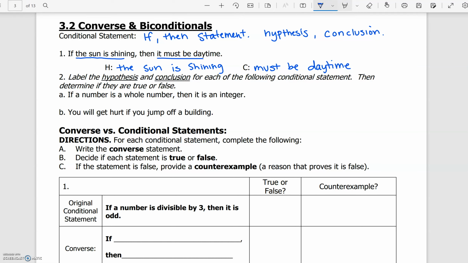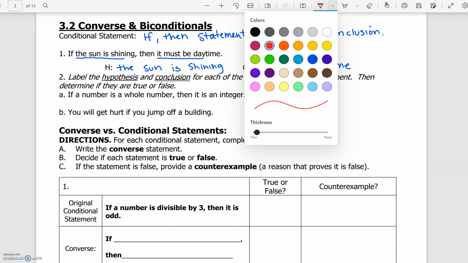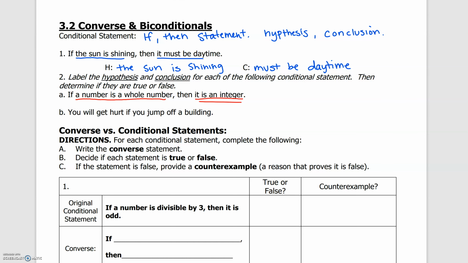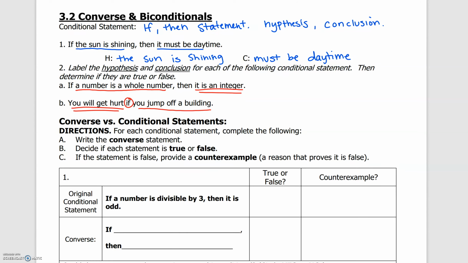So we're going to go ahead and label our hypothesis with a 1 underline and 2 for our conclusion. So a number is a whole number is our hypothesis, and then it is an integer is our conclusion. Now in this next statement, you see the if right here. So this would be my hypothesis. We underline that once. And then over here, we're going to underline that twice.